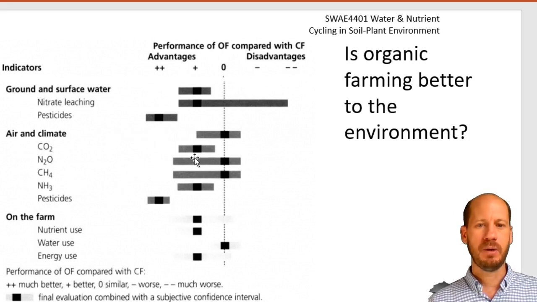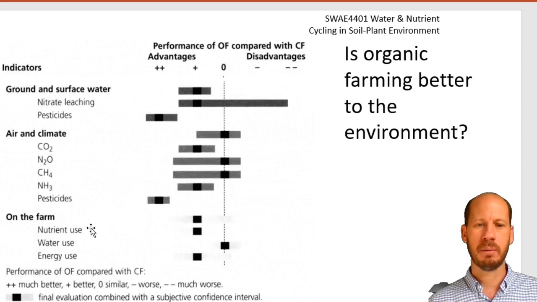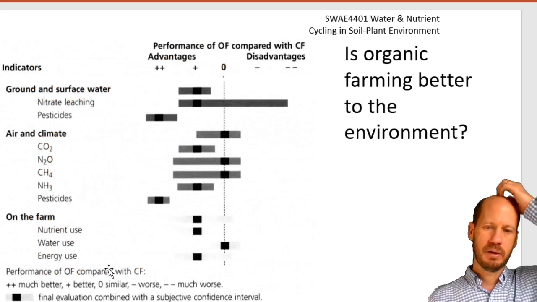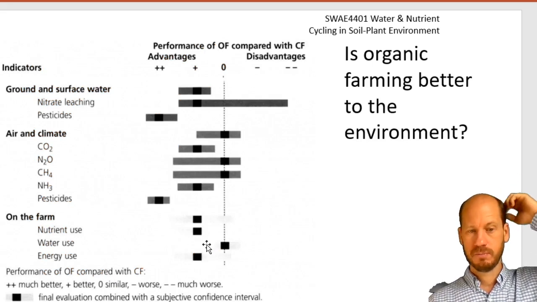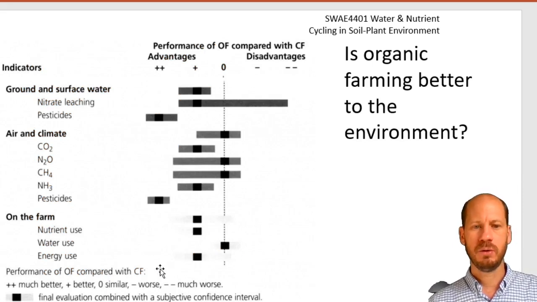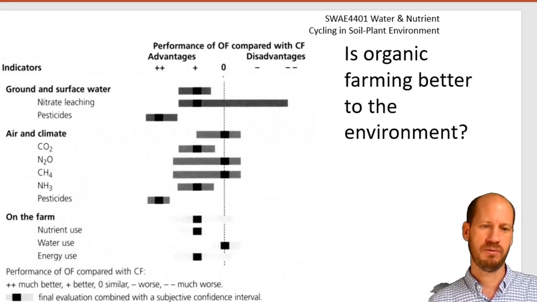For the air and climate, you have less CO2 emissions, less nitrogen oxides, and methane is neutral. You have less ammonium emissions. You also have less airborne pesticides because you do not apply them on these farms. On the farm, there is an advantage for nutrient use, supposedly, depending on the system. Water use is neutral, and for energy use, you will have less energy use on these farms.